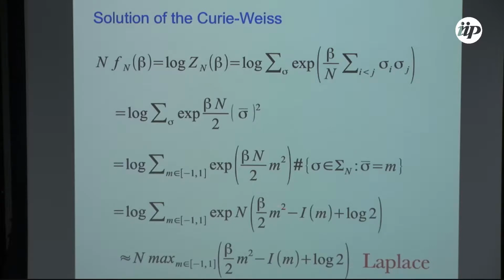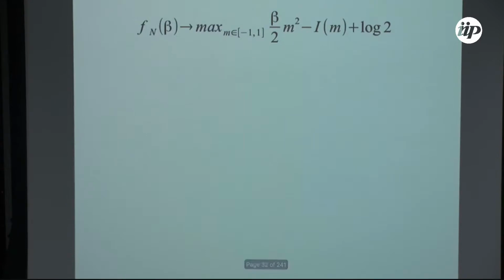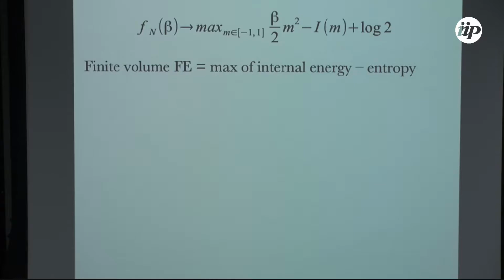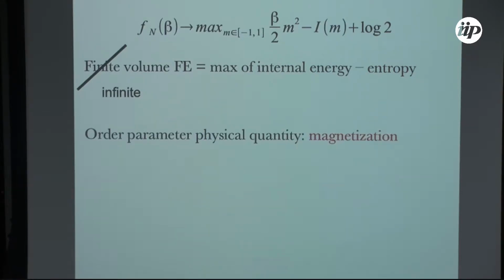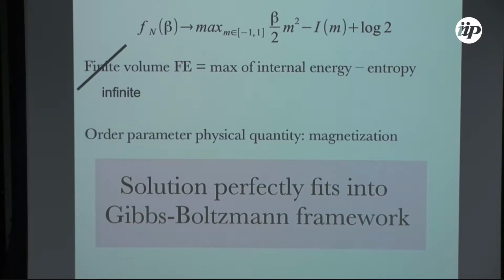Anyway, once we are so far, we are done essentially by the Laplace principle. The logarithm of the sum is concentrated on the maximum of this function. Everything can be made rigorous, of course, and so the free energy converges to the maximum of this object. Now, just to remind ourselves, the finite volume free energy was defined essentially as the maximum of an internal energy minus the entropy, and in fact, we can replace this with the infinite volume limit. It's a maximum of the internal energy minus the entropy. Furthermore, the other parameter is a physical quantity, the magnetization, something you can easily measure in a lab. It's this m. This is to say that this solution perfectly fits into the Gibbs-Boltzmann framework.